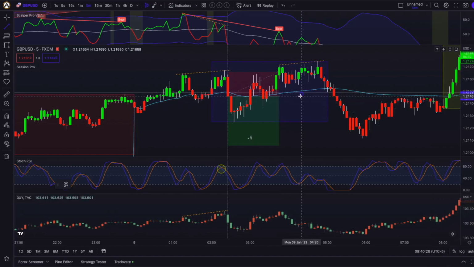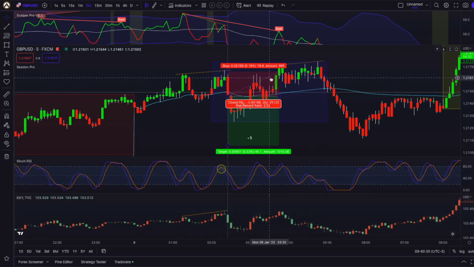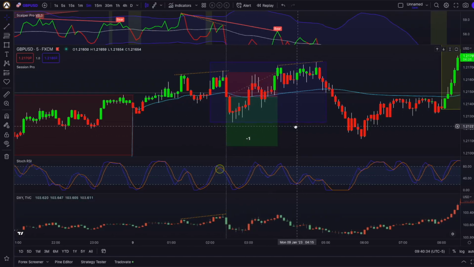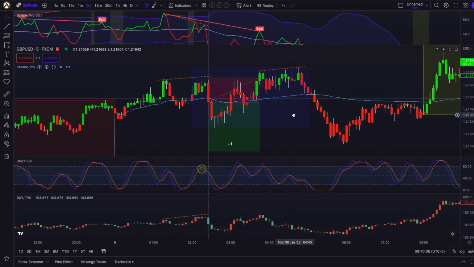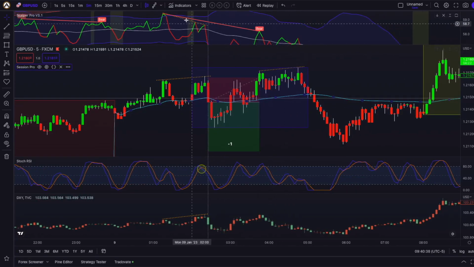Alright, so now if we continue, we see that this trade actually got stopped out at our stop loss. So this is an overall 1% loss for the day here on Monday. But if we continue, we see that on the Scalper Pro, we actually get a bearish divergence confirmation, meaning that this high right here made a higher high on the Scalper Pro, but a lower high right here, whereas on pound US dollar we continued making higher highs.